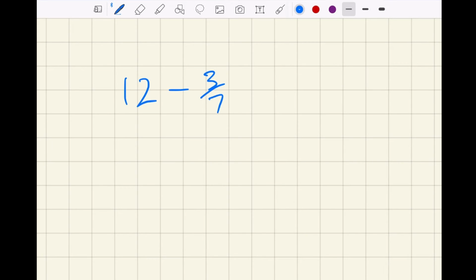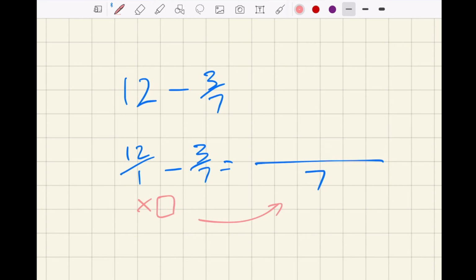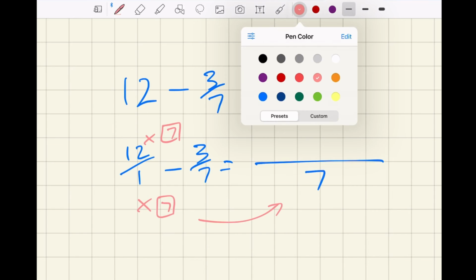So this can be written as 12 over 1 minus 3/7. So we need to come up with our new denominator. Okay, so 1 goes into 7, so 7 is going to be our denominator. How did we get there? Well, 1 times what gives me 7? It's 7, of course. And then 12 times 7, you need to know your 12 times table, or you need to look up your 12 times table. I'm just going to count it out. 12, 24, 36, 48, 60, 72, 84. So 84 is the number.